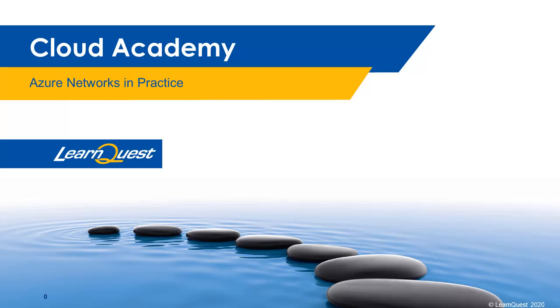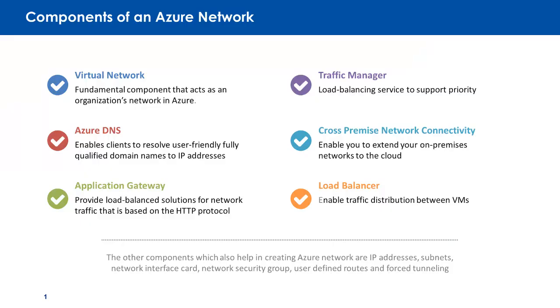Now that we know about the Azure network groups and application groups, let's talk about the components of an Azure network. The basic requirements for creating any network are an IP address, a subnet, a network interface card, and a network security group. These items help you to communicate with external clients, provide security and isolation, and help in communication between VMs and other resources on the network.